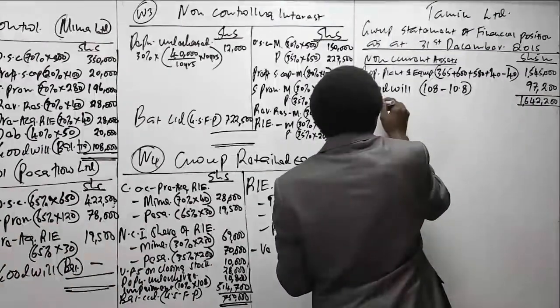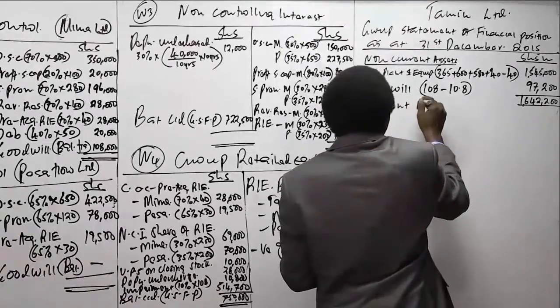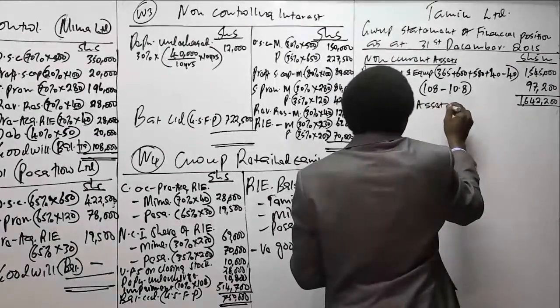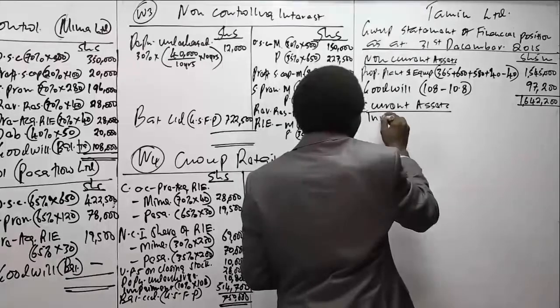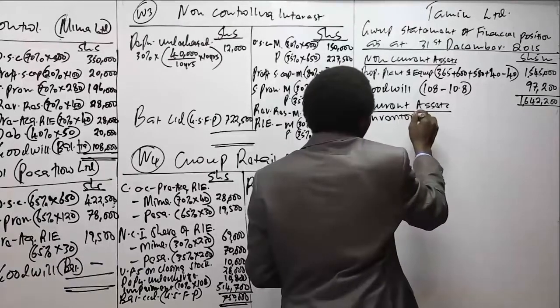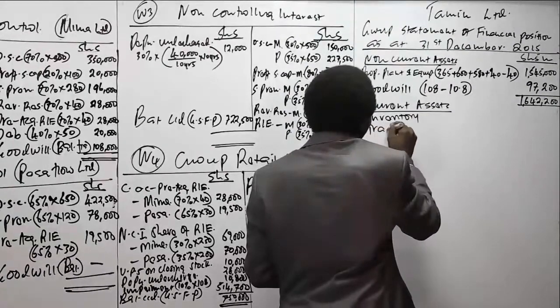Then we talk of current assets. Current assets, we have inventory. We have trade receivables.